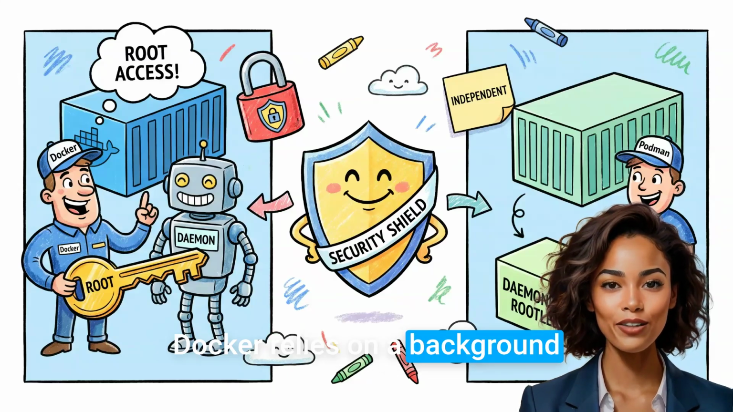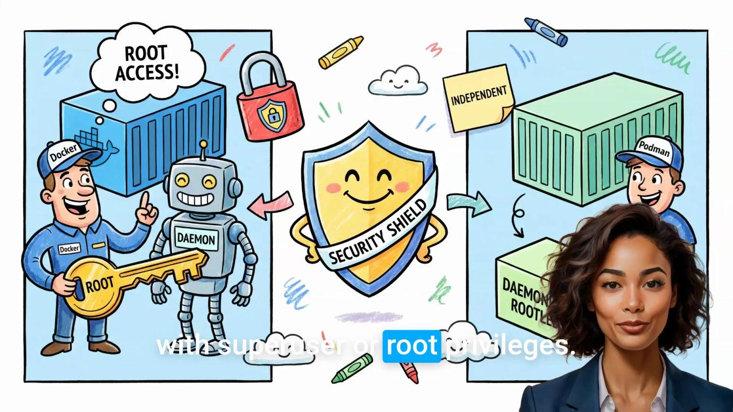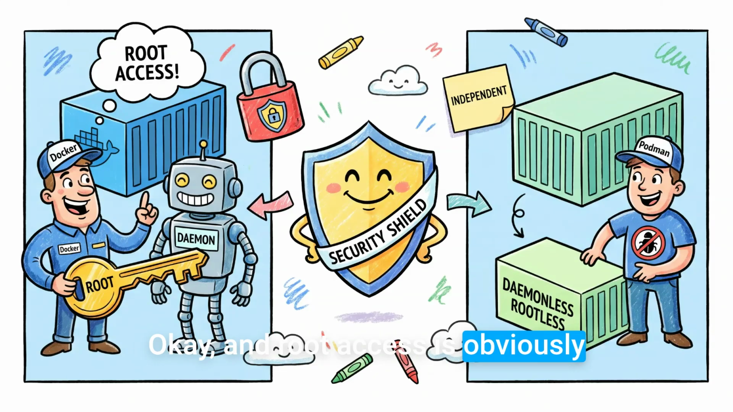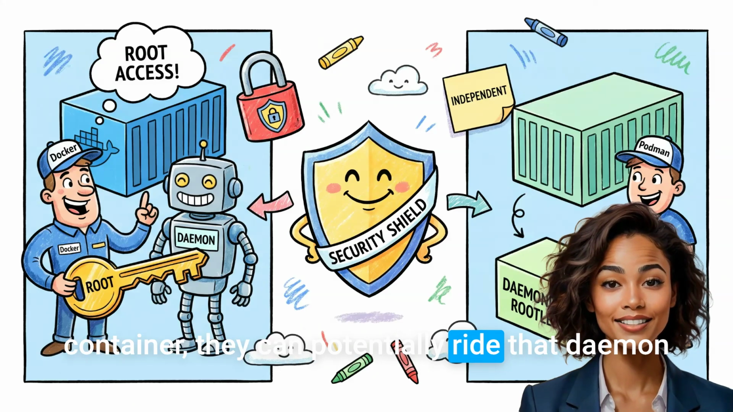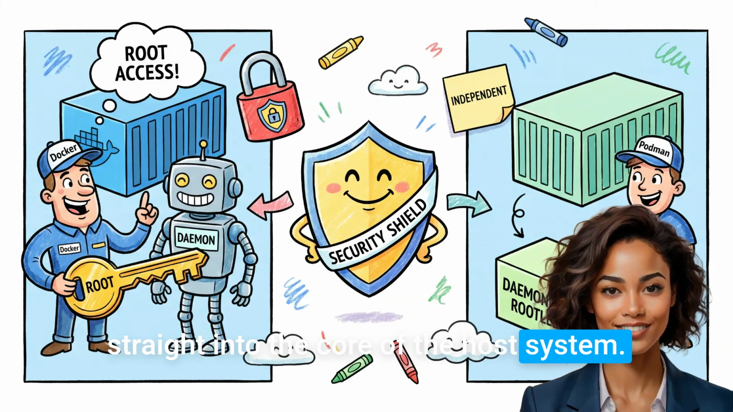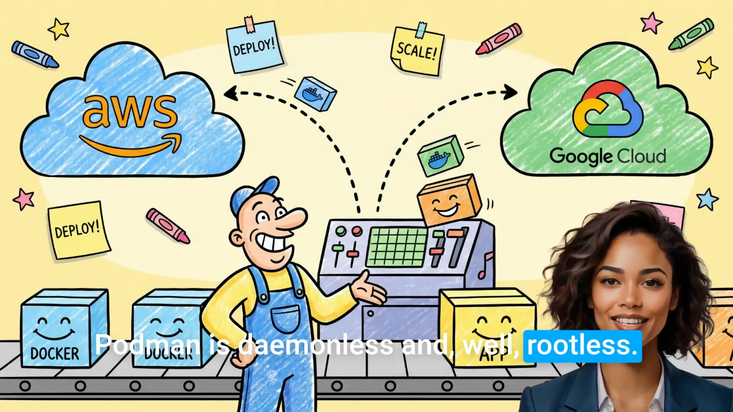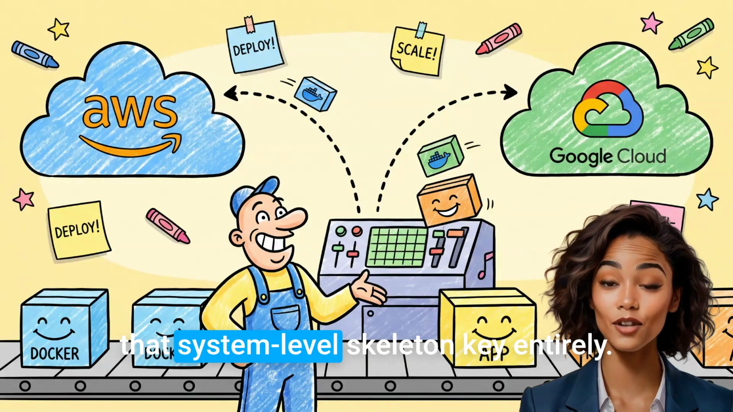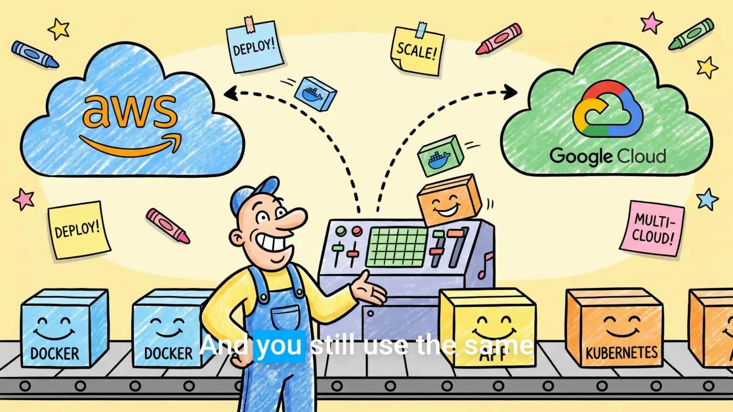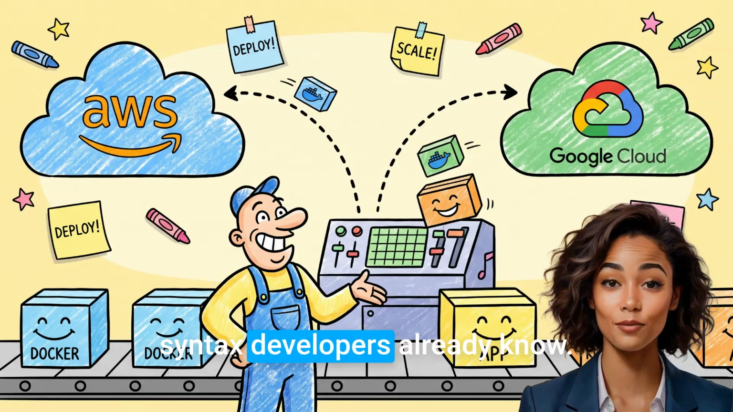Docker relies on a background program, a daemon, that operates with superuser or root privileges. Okay, and root access is obviously very bad if it gets breached. Right, because if a bad actor reaches a Docker container, they can potentially ride that daemon straight into the core of the host system. Podman is daemonless and rootless. It runs processes independently, removing that system-level skeleton key entirely. And you still use the same commands to run it, right? Yep, the exact same command line syntax developers already know.